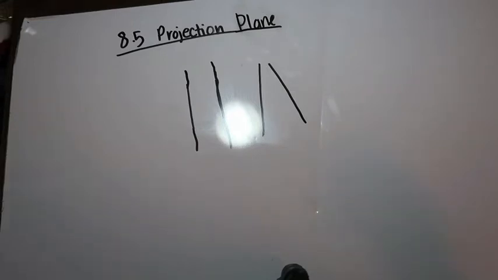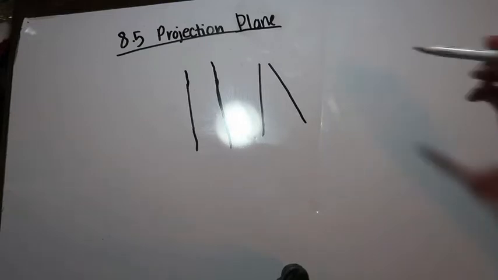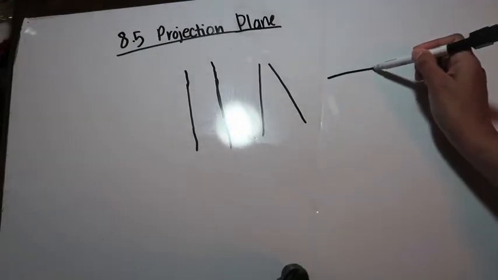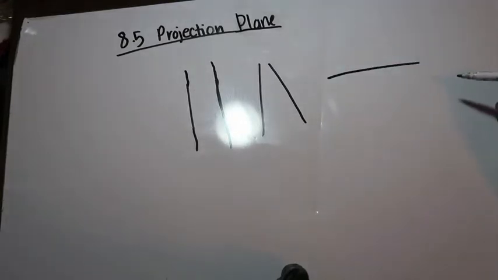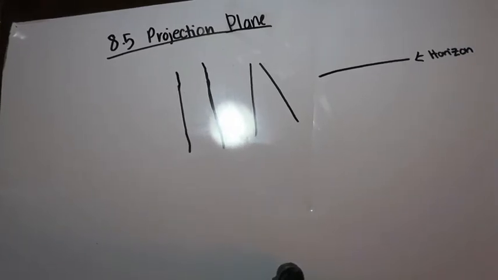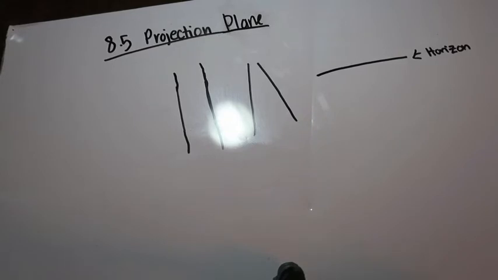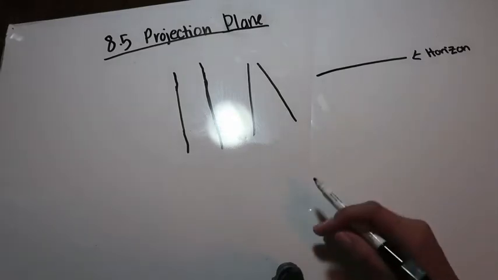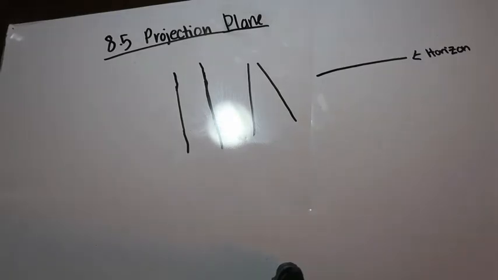So in the book they describe a horizontal line like this. This is like a horizon. And they're asking mathematically, what are we looking at here? So mathematically, I'm just going to erase this really quick.